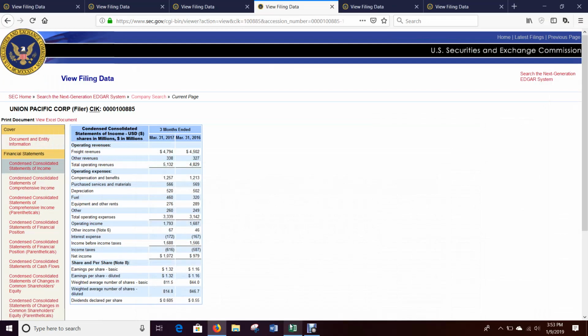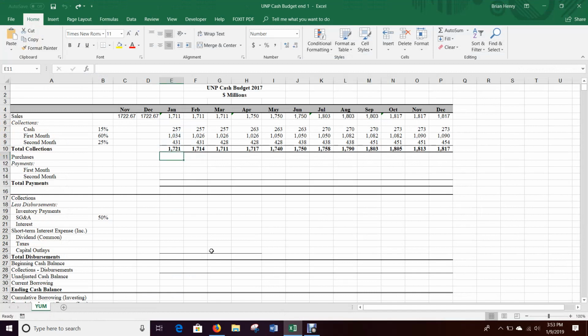And so it's 3339 minus 520, equals (3339 minus 520) divided by 3. I need parentheses. That would be good. There we go. Like that.